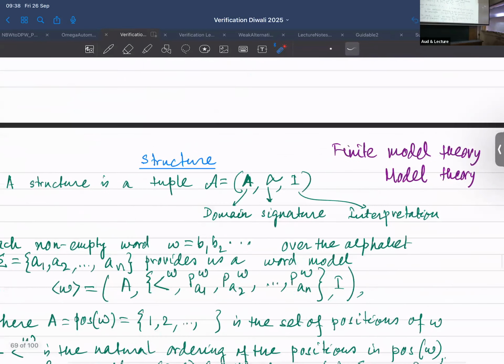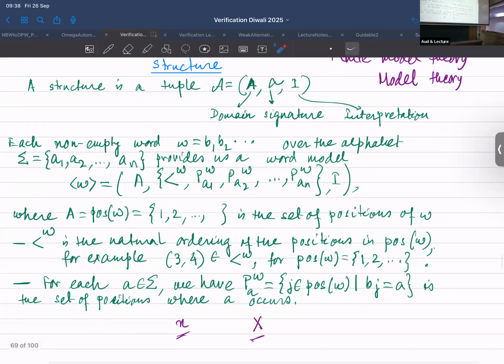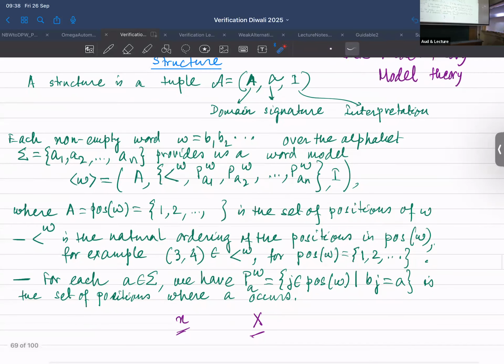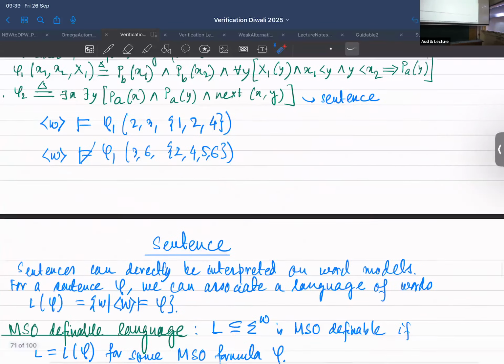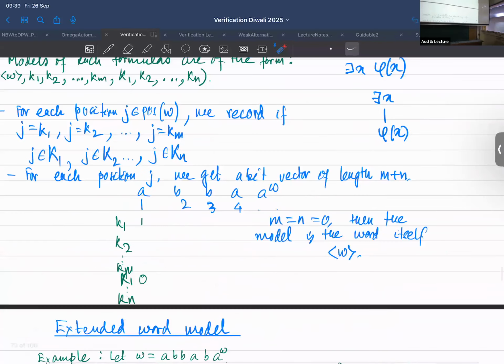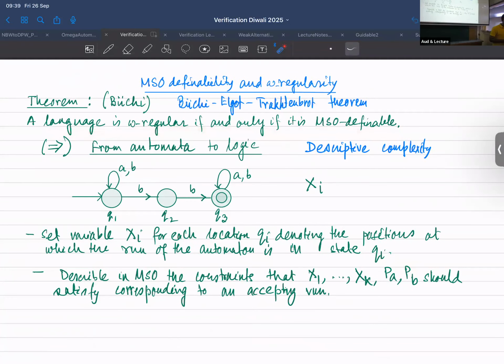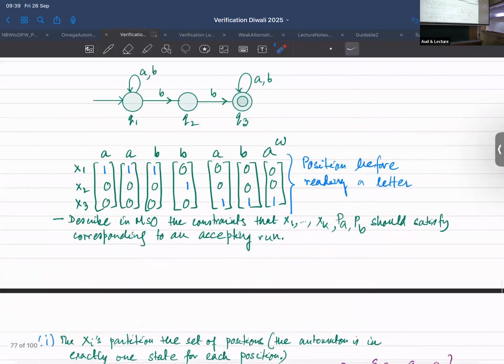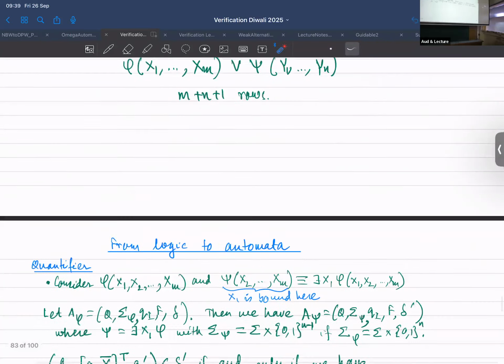So we looked at the structure. Essentially the signature gives you what predicates you can use. For the word model, the domain is all the positions in the word. If you have a graph, then the vertices of the graph form the domain. So this was the theorem: a language is omega regular if and only if it is MSO definable. This was Büchi's theorem, and we looked at the translation in both directions, from automata to logic as well as from logic to automata.